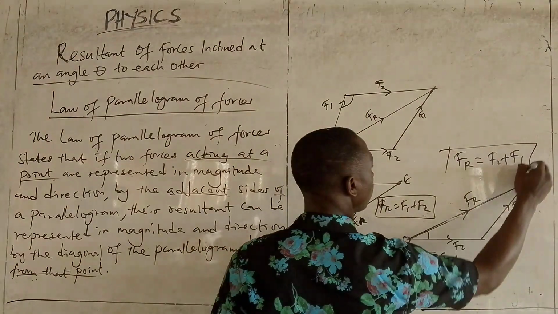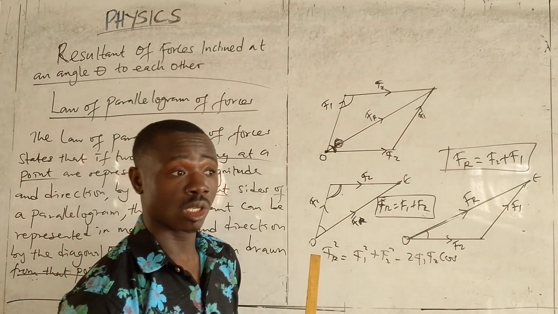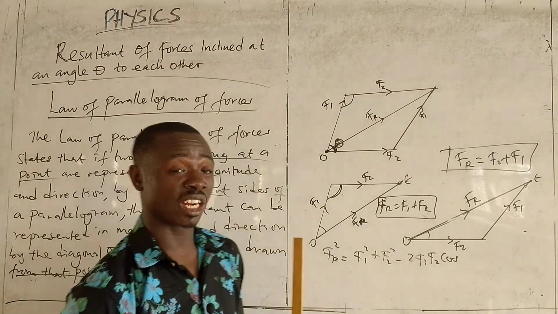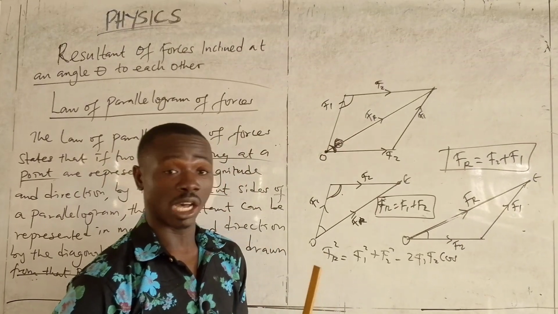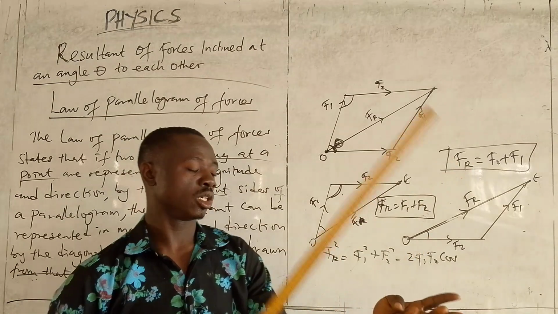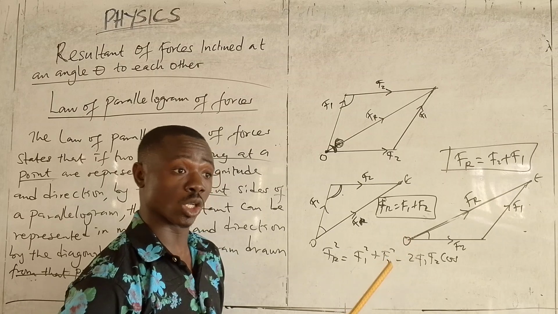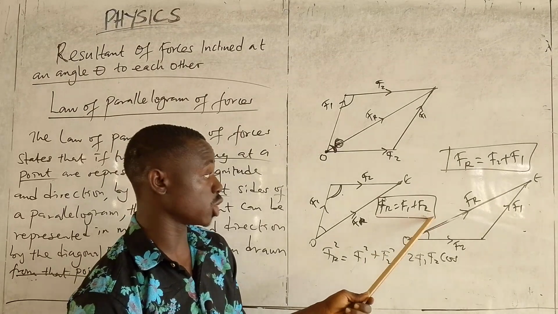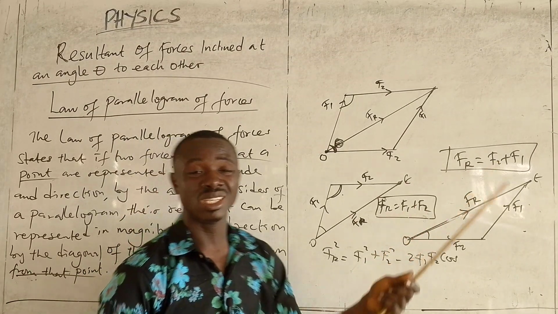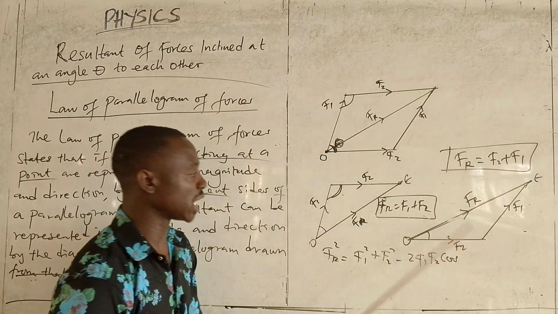This is what we call the law of commutativity under binary operation, so that the order of arrangement doesn't matter. Addition is commutative. If I say 1 plus 2 is the same thing as 2 plus 1, so they are the same thing. So F1 plus F2 is the same thing as F2 plus F1. So you can use the same thing.